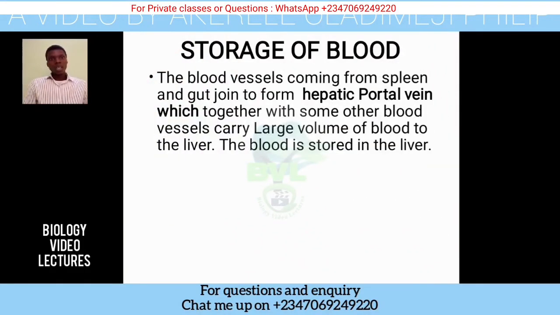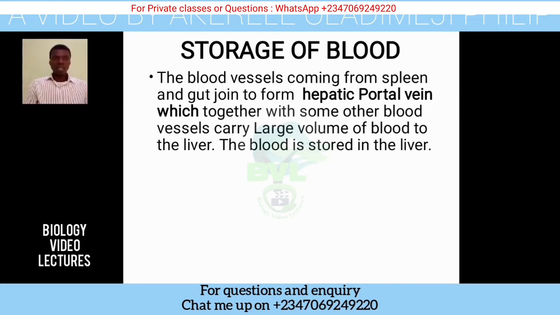Now, storage of blood. The blood vessels coming from the spleen and gut join to form the hepatic portal vein, which together with some other blood vessels carries a large amount of blood to the liver. So the liver helps to store a large amount of blood to some extent. In fact, it receives a very large volume of blood compared to what is supplied to the entire body.